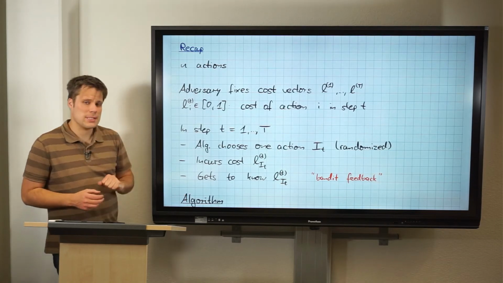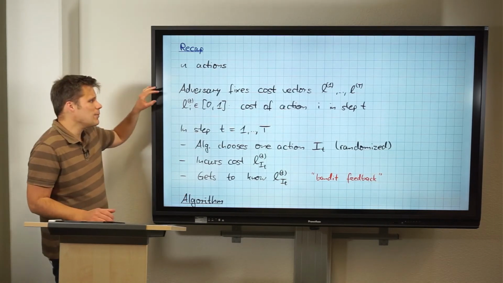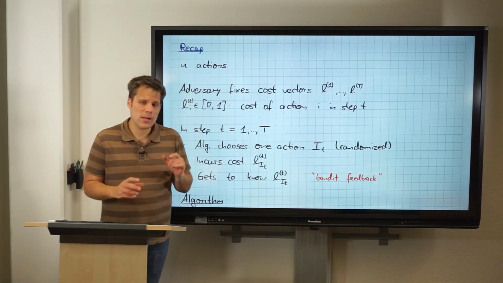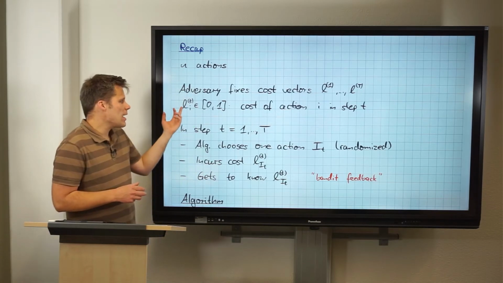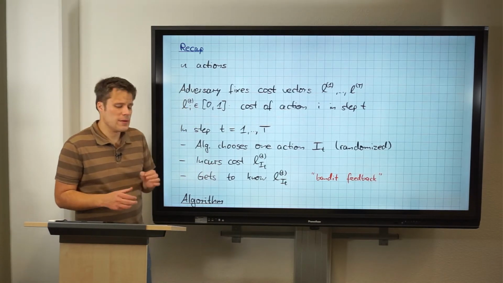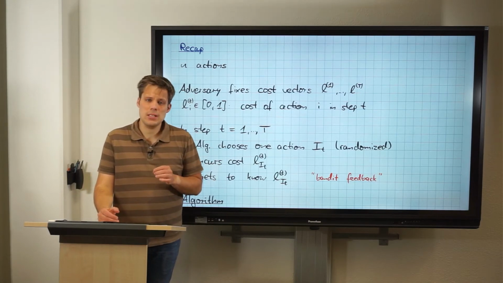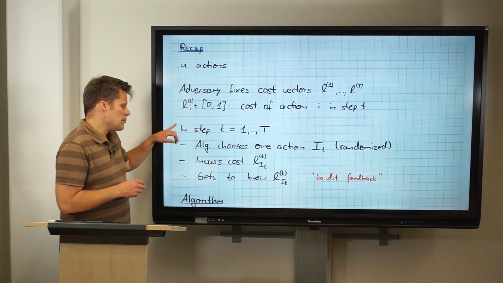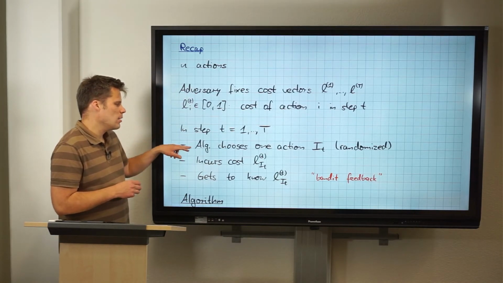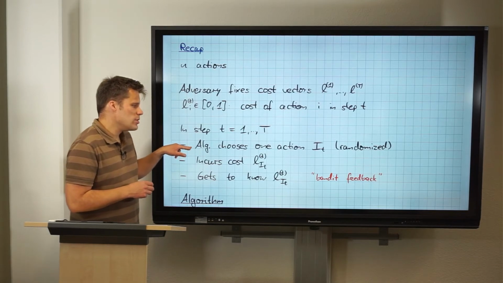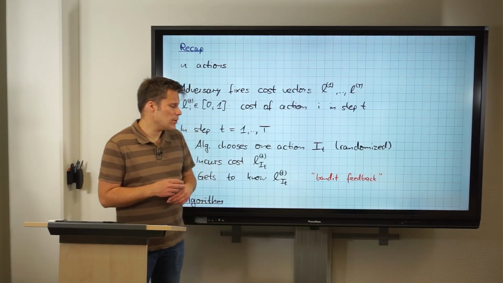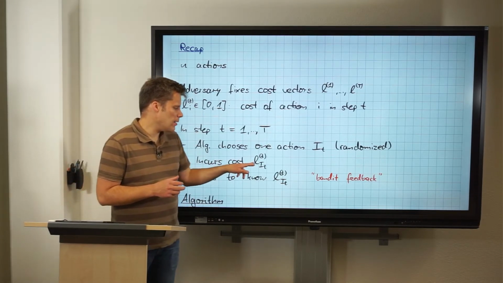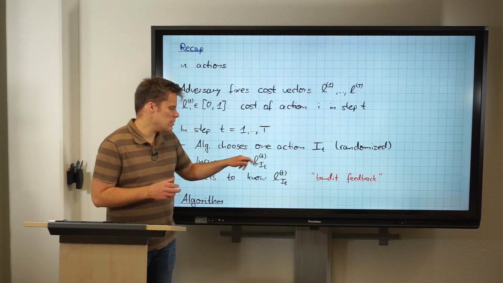So as I was saying, we have these n actions. And now we have an adversary, a hypothetical adversary, who fixes cost vectors L1 through LT. And L_i^t is the cost of action i in step t. This is always between 0 and 1. And now in step t, the following happens. The algorithm chooses one action, i_t, in a randomized way. It incurs a cost, L_{i_t}^t.